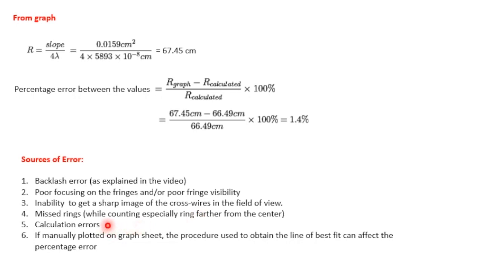Calculation errors can always creep in. This is completely in your control. Please make sure that no calculation errors creep in your results. If you're plotting a graph in a graph sheet, as you would probably do in the lab if you do not have access to the computer, then the procedure used to obtain the best fit line can affect the percentage error. Now, if you're drawing the best fit line manually, the best way to do that is to put your scale in such a way that you are able to see the points above the scale and below the scale, and then orient the scale in such a way that you can average those points easily, and the number of points above and below the scale are roughly equal.